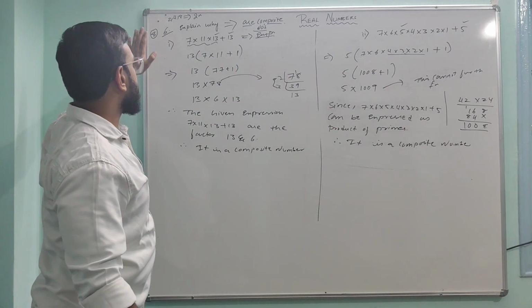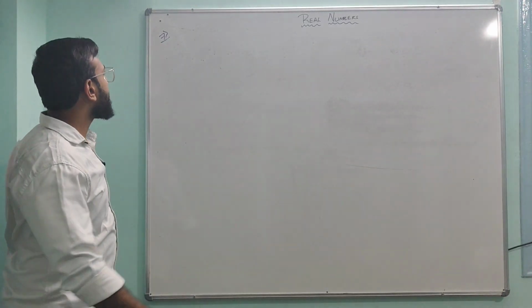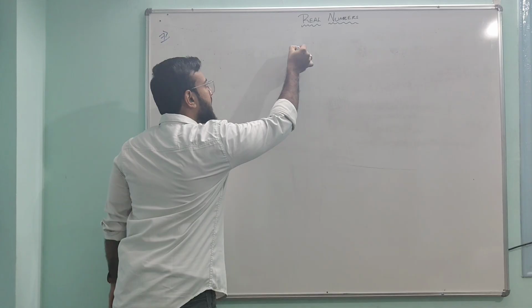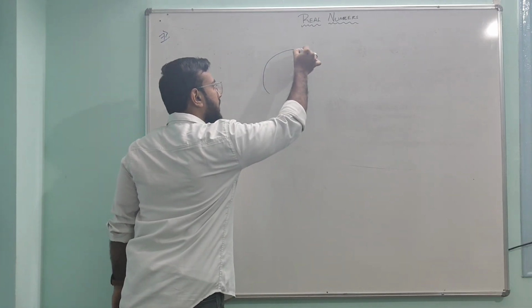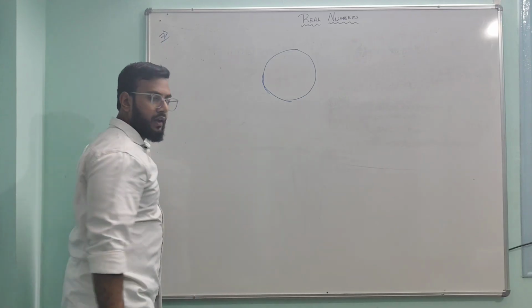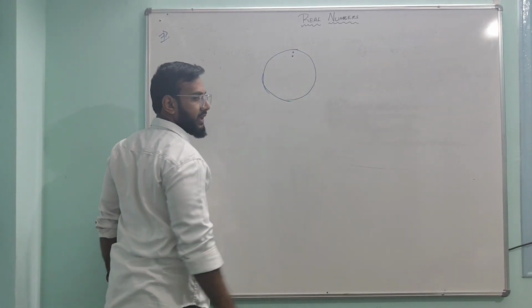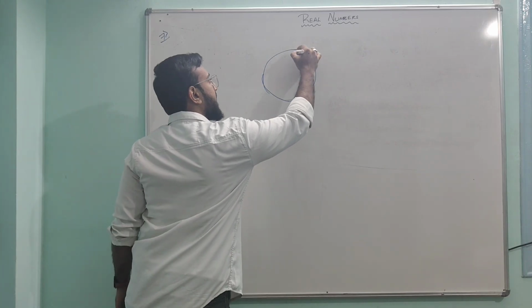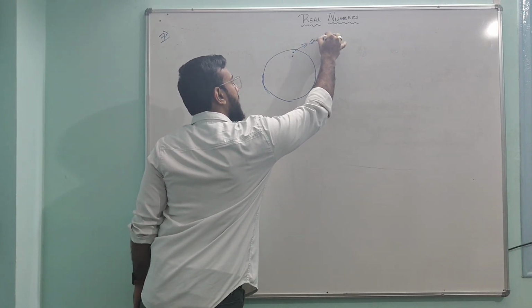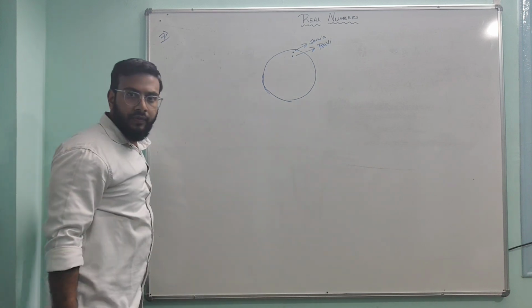We'll go to the final question, which is the 7th question, the word problem. There is a circular path, it seems. Ravi and Sonia are standing there. Assume this is Sonia and this fellow is Ravi.